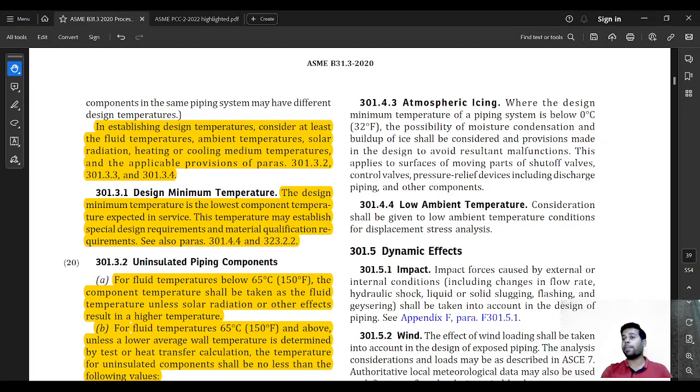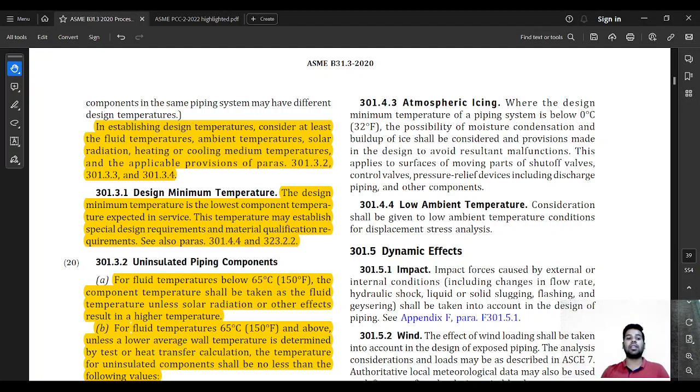Solar radiation, if the pipe is external from the shop, if it's in the environment, then solar radiation also needs to be considered. If it's an in-plant pipe, or a pipe that is inside a workshop, then it generally does not need to be considered for solar radiation. Heating and cooling medium temperatures and the applicable provisions of these paragraphs.